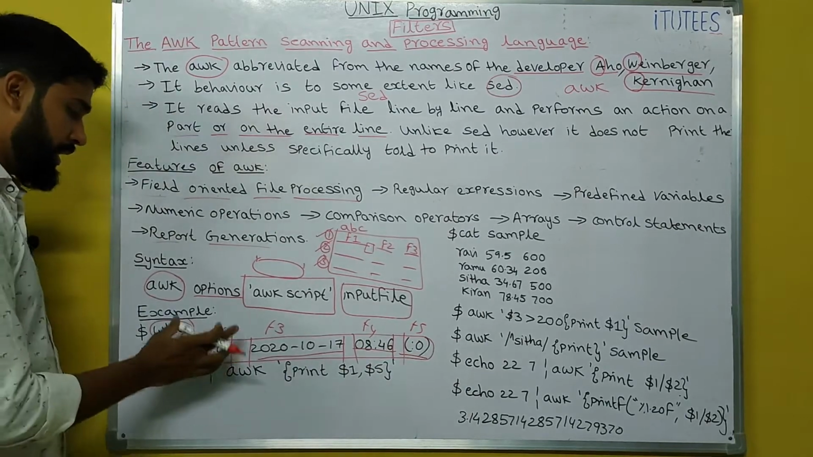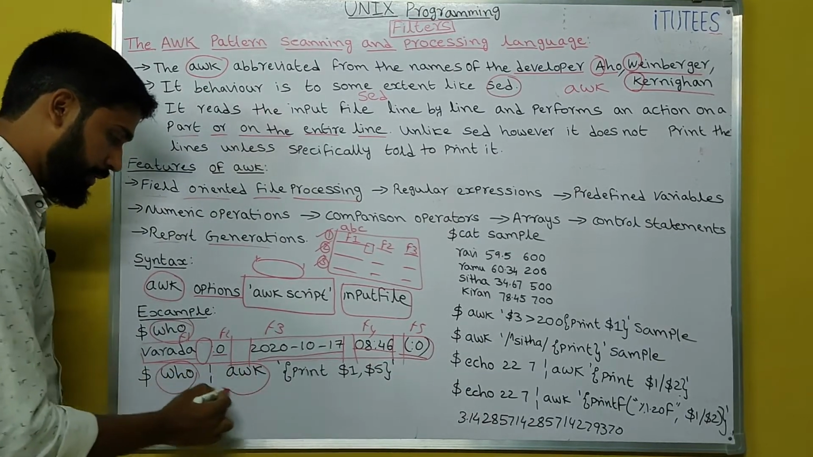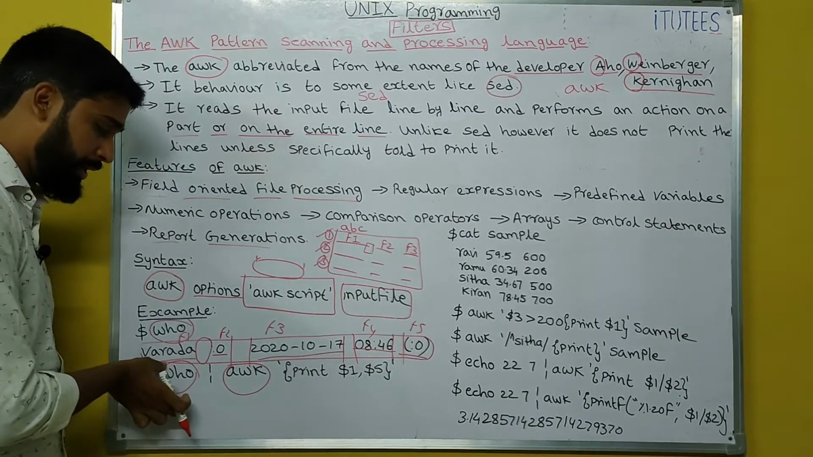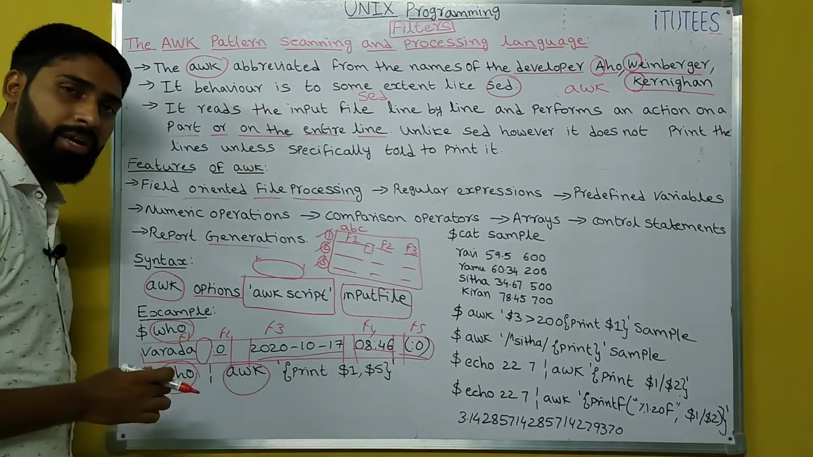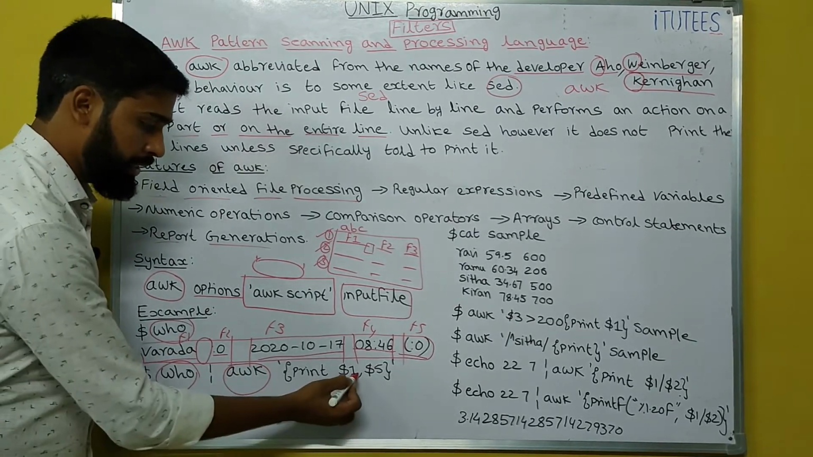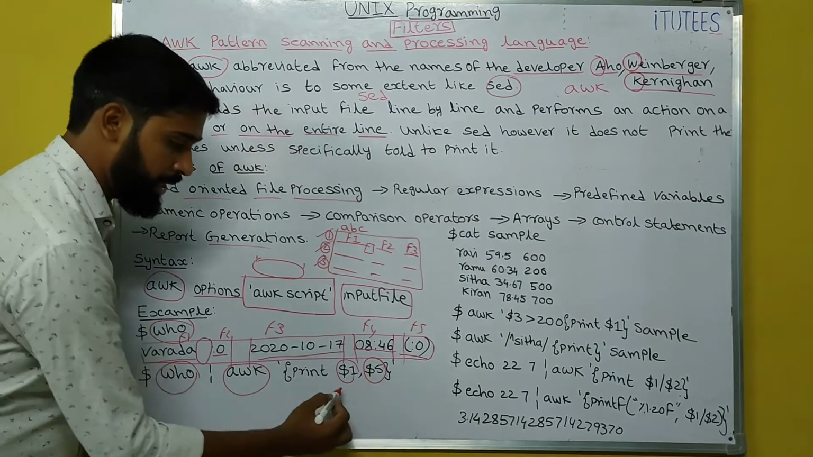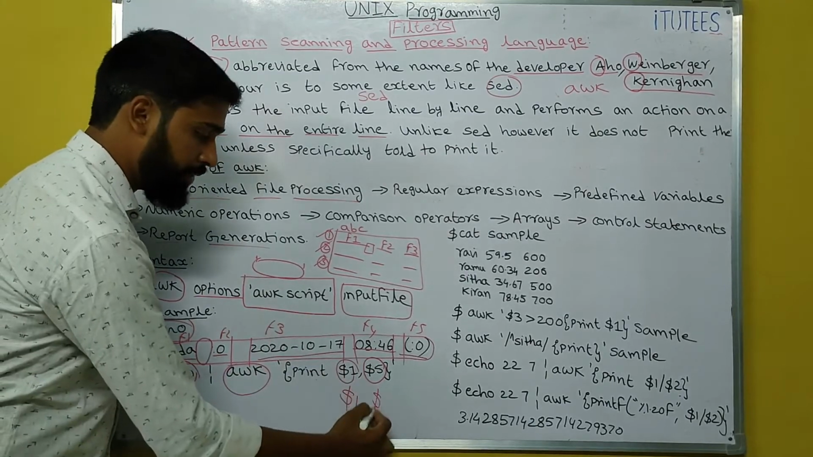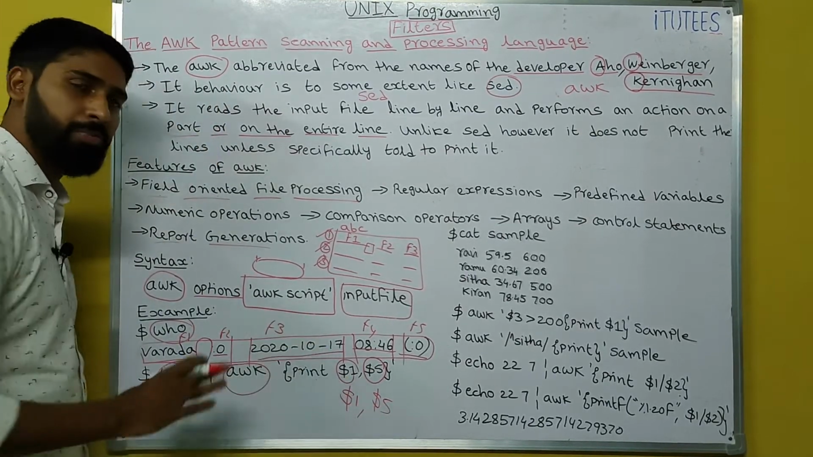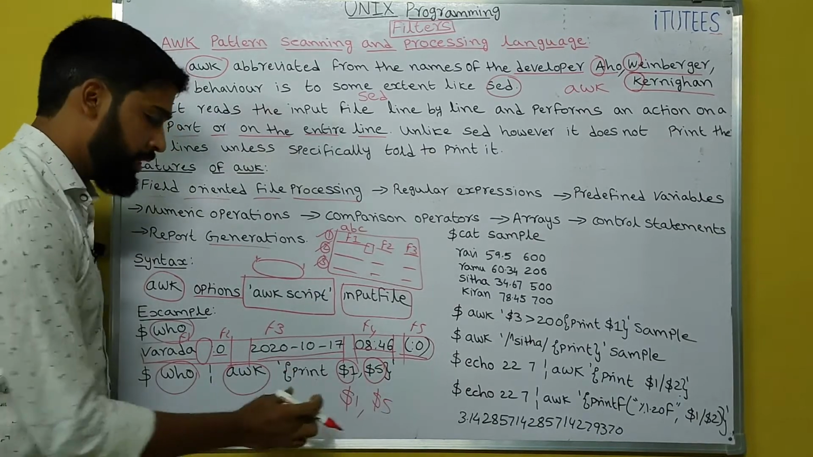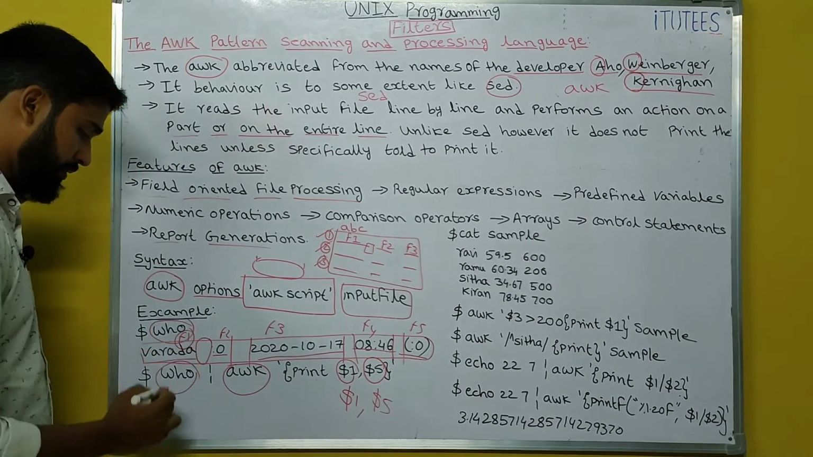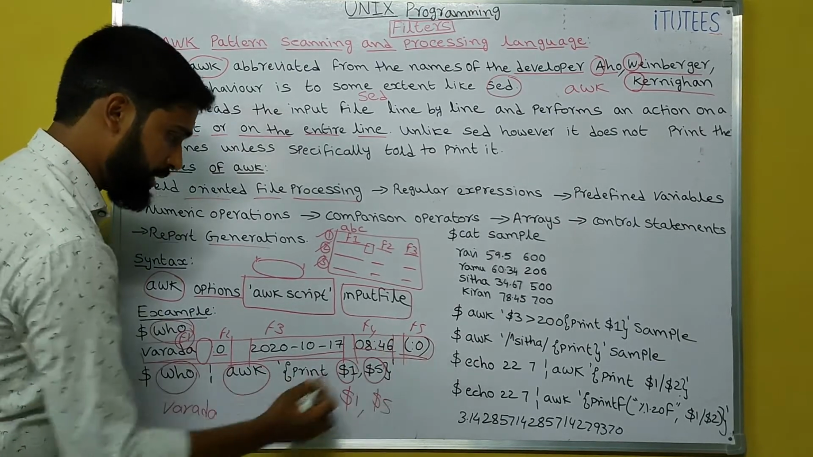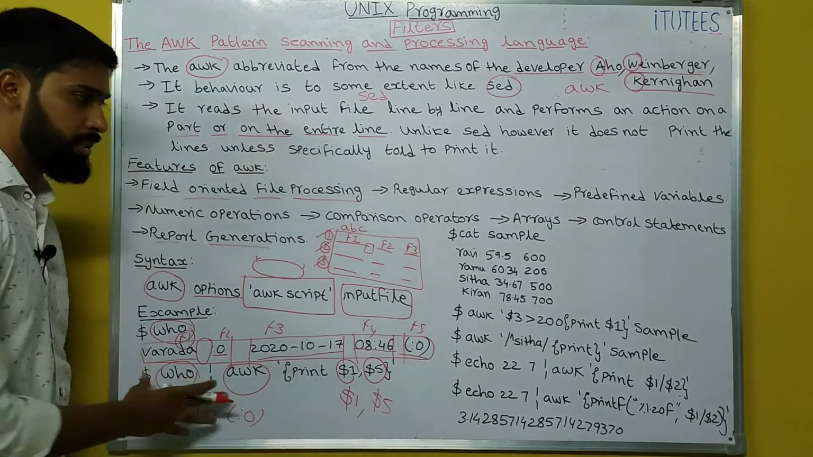Now I give this who output to AWK. Instead of an input file, I am piping the output of the who command to AWK as input. Now I want to print $1 and $5. $1 means field 1, and $5 means field 5. Now we can see the output. print $1, $5. So $1 is the first field, this is the output. And after that I print $5. $5 means the last field. That's it, this is the output.